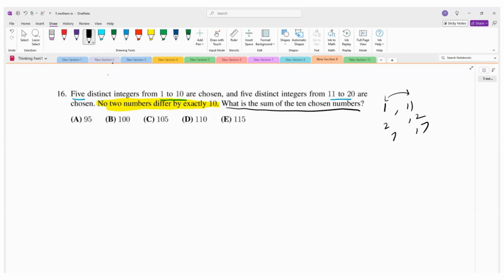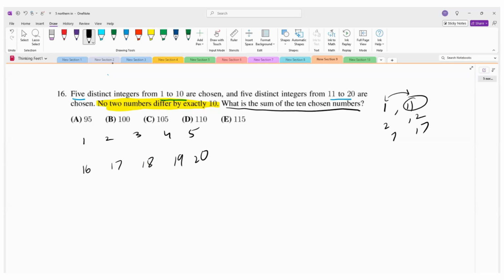So what I'm going to do is very simply choose 1, 2, 3, 4, 5 from 1 to 10. And from 11 to 20, I know that I cannot choose 11 because I have 1. I cannot choose 15 because I have 5. So I'm going to start from 16, right? And I'm going to choose 16, 17, 18, 19, 20, right? And I quickly double check. Yes, no two numbers differ exactly by 10. So I've satisfied that criteria.